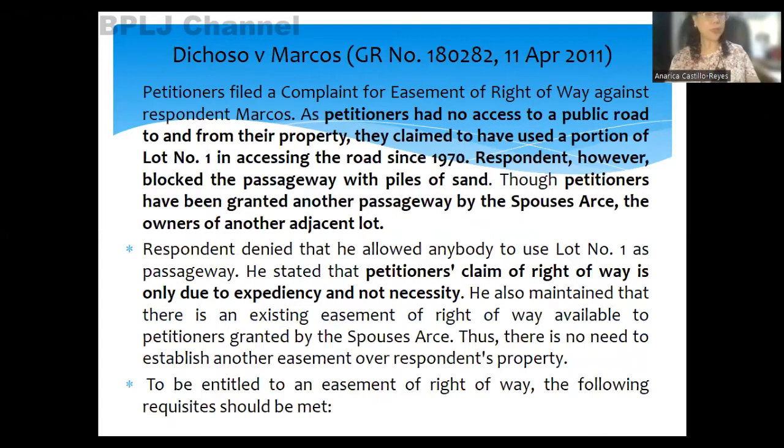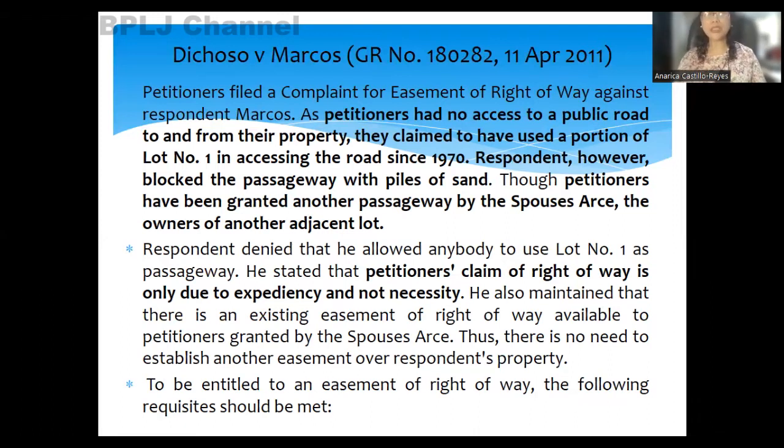Okay, we now go to the case of Dichoso versus Marcos. Petitioners filed a complaint for easement of right of way against Marcos. Petitioners had no access to a public road to and from their property. They claim to have used a portion of Lot 1 in accessing the road. However, respondent blocked the passageway with piles of sand. Though petitioners have been granted another passageway by the spouses Arce, the owners of another adjacent lot.